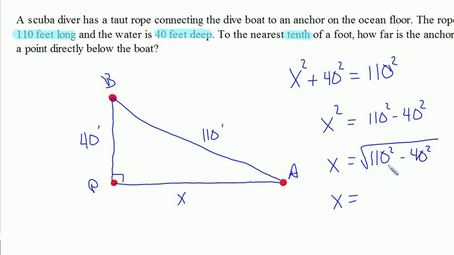So the square root of 110 squared minus 40 squared to the nearest tenth of a foot comes out to approximately 102.5 feet. This is rounded. So that's my final answer. 102.5 feet.